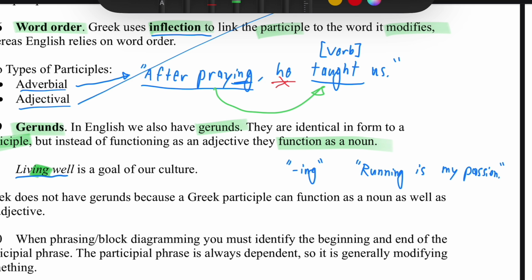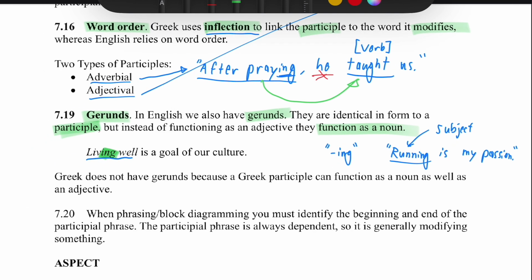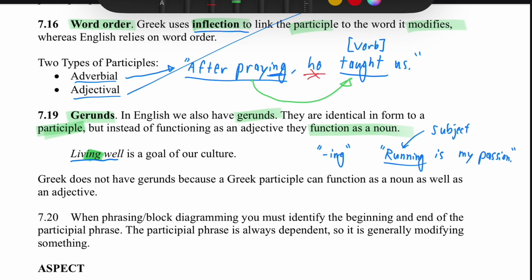In the case of running here, you have normally a verb, but because this is a verb that's functioning as the subject, this would be a gerund. Now, Greek does not have gerunds because the Greek participle can function as a noun as well as an adjective. So the participle in Greek functions as a noun and an adjective.